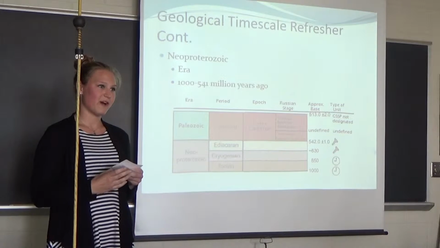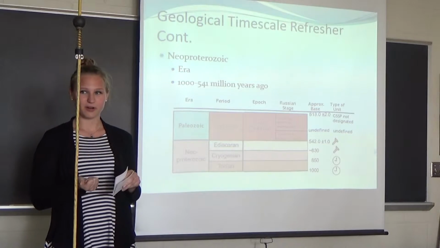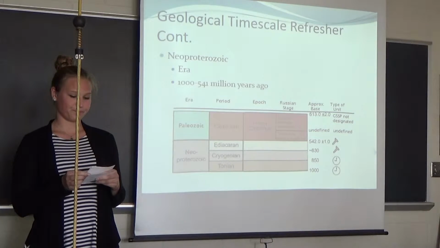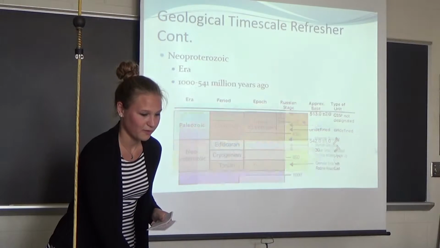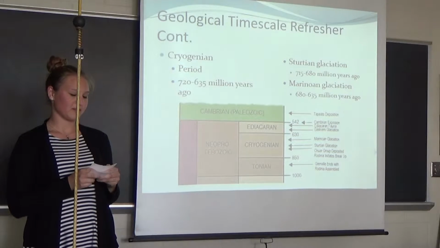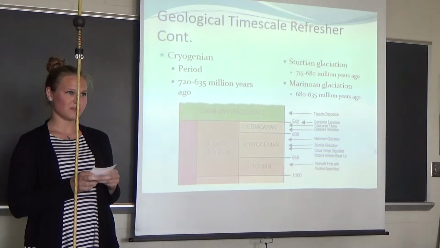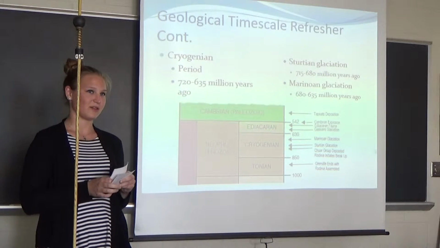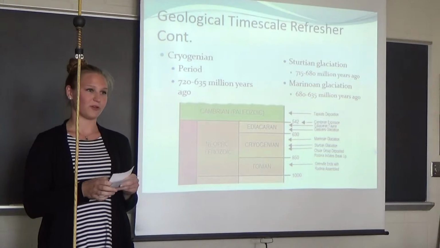The Proterozoic is made up of 3 eras, and we will be talking about the Neoproterozoic. It occurred 1,000 to 541 million years ago. During this time, Rodinia broke up into smaller land masses, and the first multi-celled organisms appeared. Okay. The Neoproterozoic is made up of 3 periods. We're going to focus on the Cryogenian. This was from 720 to 635 million years ago, and the Sturtian and Marinoan glaciations occurred during this time period. The Sturtian glaciation lasted from 715 to 680 million years ago, and the Marinoan glaciation occurred 680 to 635 million years ago.